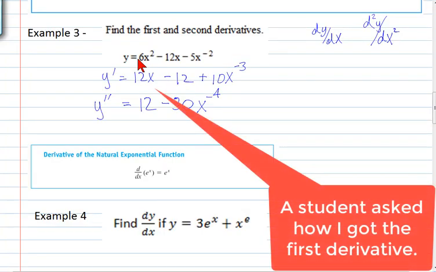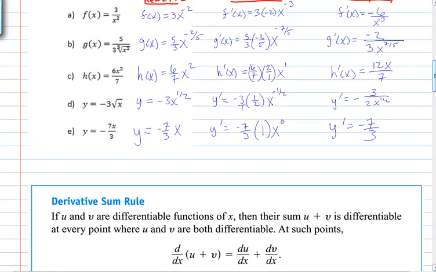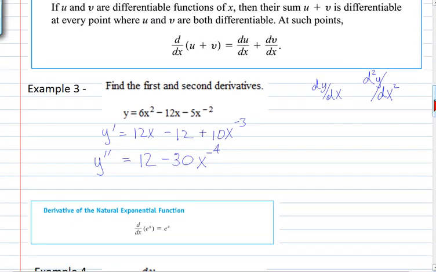I'm using this rule, but there's a constant there. But notice on these problems, whenever we have a constant in front, we ended up multiplying that original power times the constant that's in front. I'm cutting out this middle step and just going straight to the end here. So 2 times 6 is 12. Negative 2 times negative 5 is positive 10.